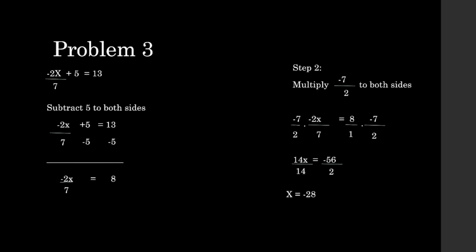8 over 1 is the same thing as 8. I just want to show you in case you're not sure about whole numbers having a denominator, times negative 7 over 2. When you simplify this, you get 14x over 14 because negative times a negative is a positive. So that's where you get the 14 in the numerator. And that equals negative 56 over 2. The 14s cancel out because 14 divided by 14 is 1. And when you divide negative 56 by 2, you get x equals negative 28, right? Because negative divided by a positive is a negative. So you get x equals negative 28.